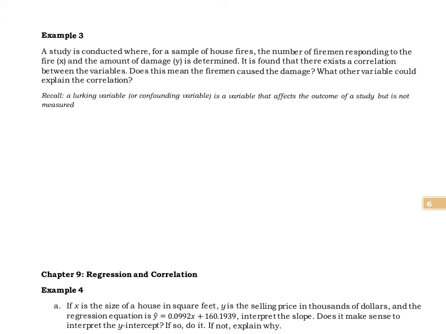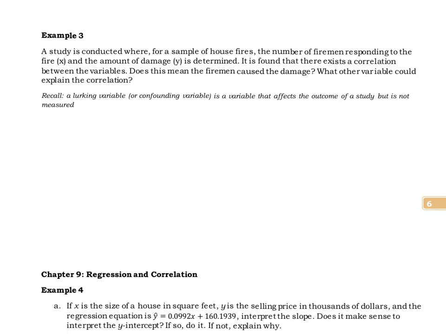Hopefully you're like, no, that doesn't make any sense, right? So what other variable could explain the correlation? This goes back to some previous discussions. A lurking variable or a confounding variable, remember, is a variable that affects the outcome of a study, but it's not measured. So what else could it mean?